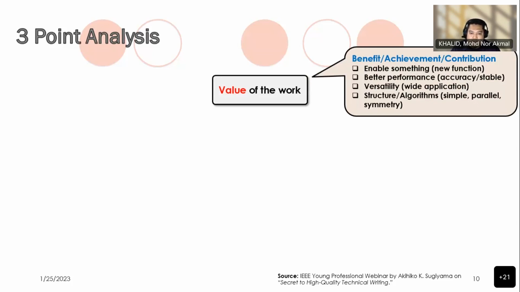Let's say you're focusing on benefit, or on achievement, you're going to focus on contributing something. So is it a new function? Is it accurate? Is it stable? Is it trying to be much more versatile? Or you are simply producing a new algorithm, proposing a parallel algorithm instead of a simple one. Or maybe you're considering it from the perspective of the geometric structure of the algorithm. So what is the value in that particular publication? You need to identify that.